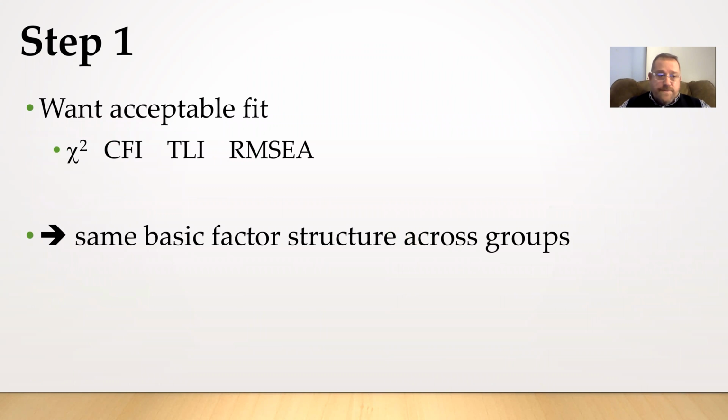What we want is acceptable fit. So we prefer a non-significant chi-squared, although my data sets are all way too big to ever get a non-significant chi-squared. We'd like a CFI above 0.9, but preferably above 0.95. Same with TLI. And we'd like an RMSEA less than 0.08. If we get that, it tells us we have the same basic fundamental factor structure. The same items belong on the same subscales, and that's a reasonable fit.